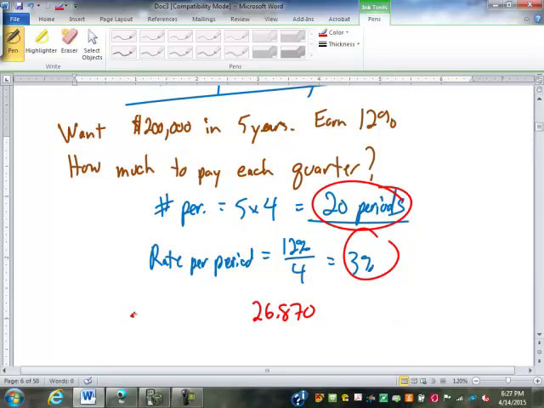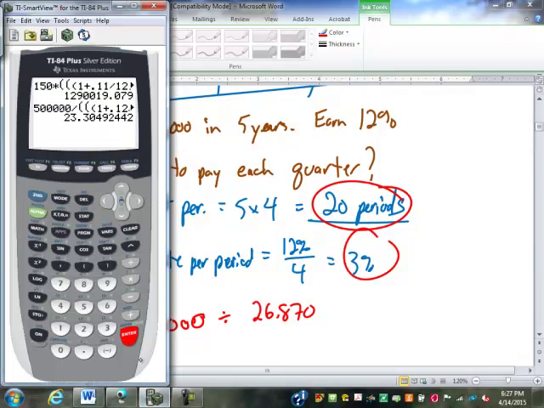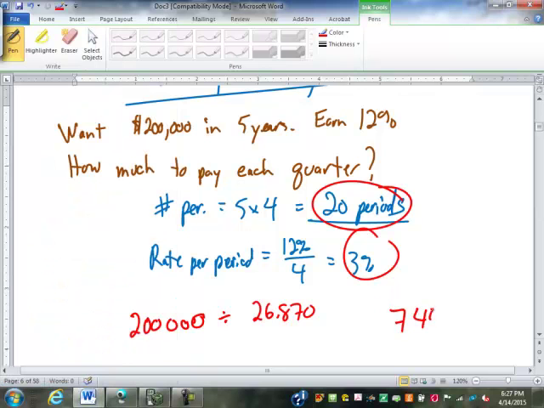Future value of 200,000. Before we took the payment and we multiplied by the factor to get the future value. If we have the future value, we're going to divide by the factor. So 200,000 divided by 26.870, we get 7,443.25. So each quarter you'd have to pay almost $7,500 to get that $200,000 in 5 years.